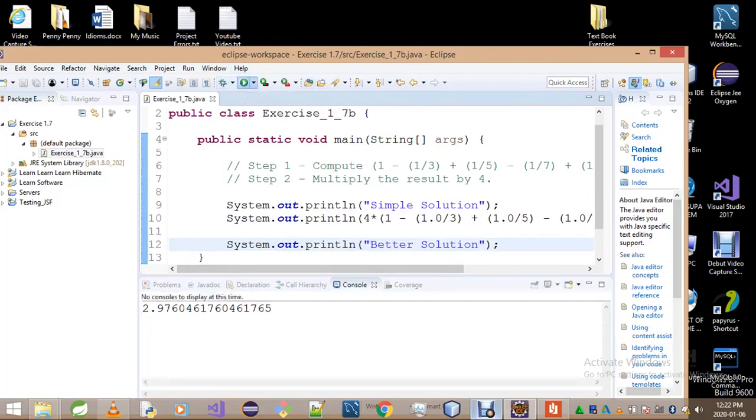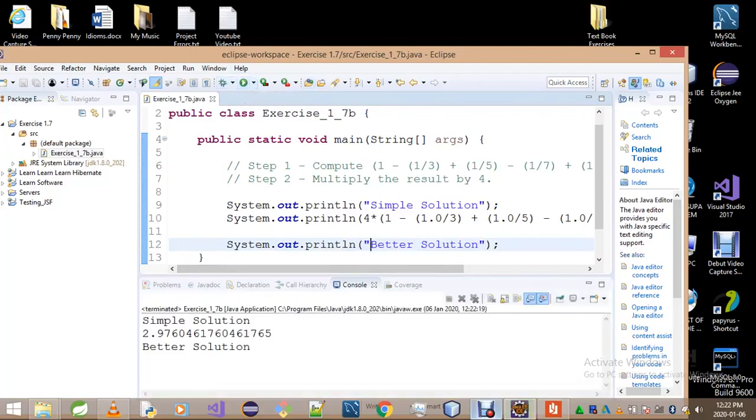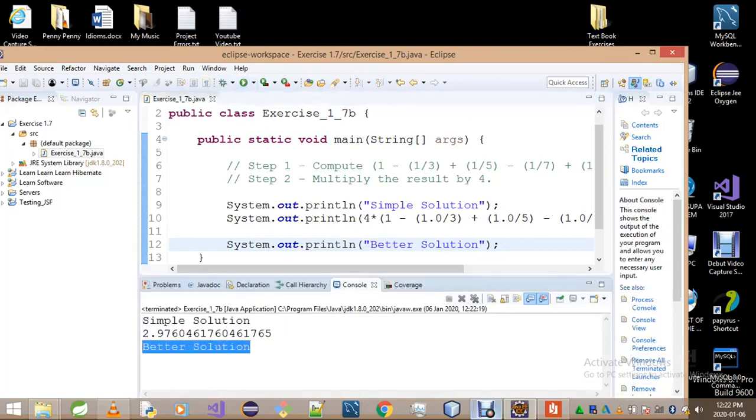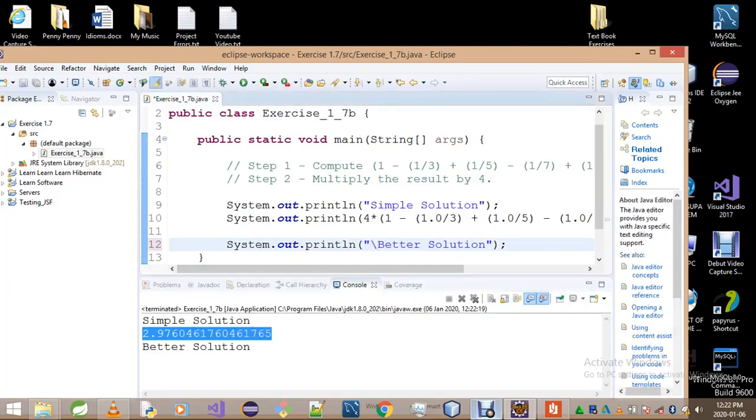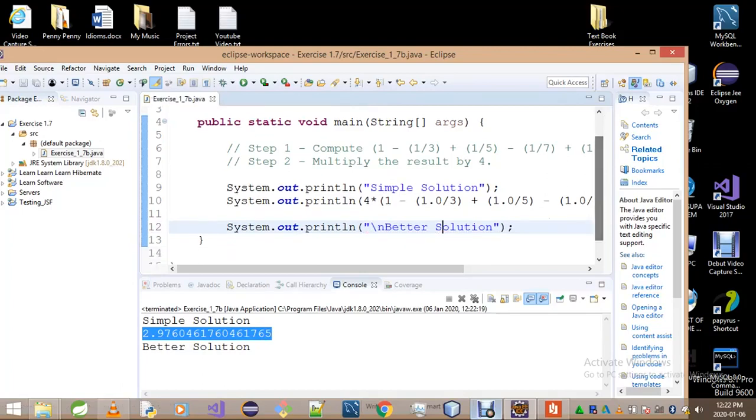Look at this before I proceed. You see, this text here, better solution, doesn't look okay with its being way too close to this number here. So in order to avoid that, let's put a \n before printing the word. That is to say, we're gonna go to the next line before printing the word better solution. Okay, a better solution will then look as follows.